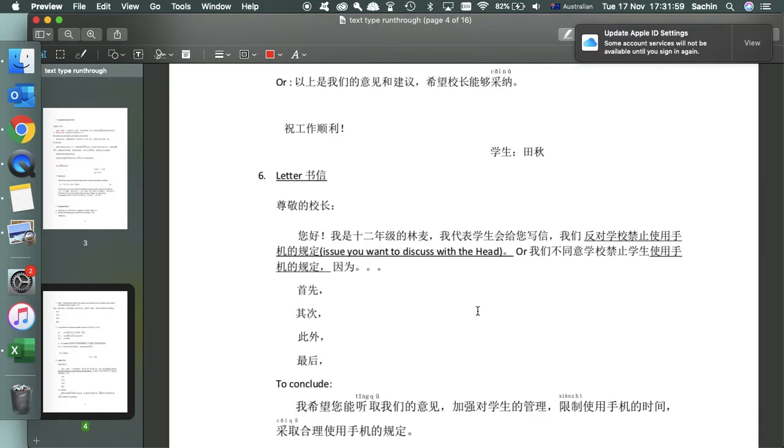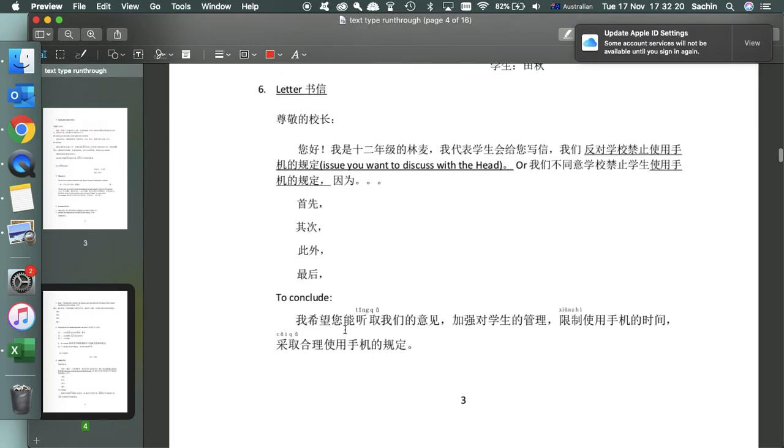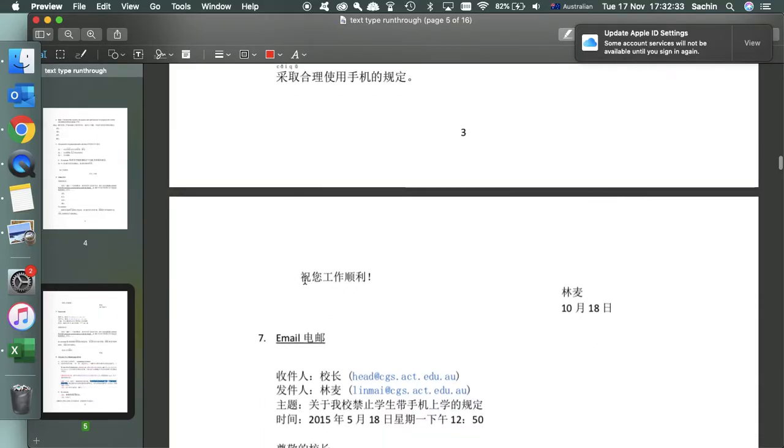Letter, just like a jianyishu, but you don't have the title. You just address respectfully whoever you're addressing. Start with the issue, like introduction, state what issue you're doing, and then 首先其次此外最后 say your arguments and stuff, and then to conclude you just say, I hope you listen to my perspective and strengthen your knowledge, and also 祝您工作顺利, and then your name and date, like so.